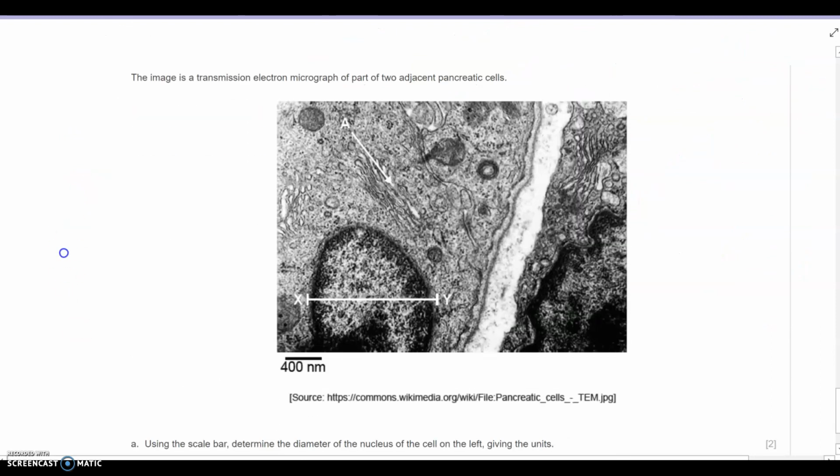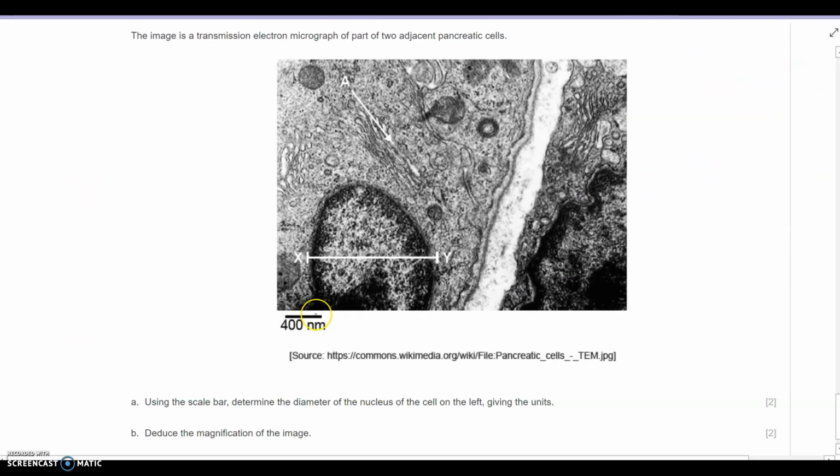Then the other type of question is a little bit more complicated because it's using the scale bar. The way this question is phrased, we've got an electron micrograph of 2 adjacent pancreatic cells. Using the scale bar, determine the diameter of the nucleus on the left, giving the units. So basically it's asking what is the actual length of line XY. And then part B is deduce the magnification of the image.